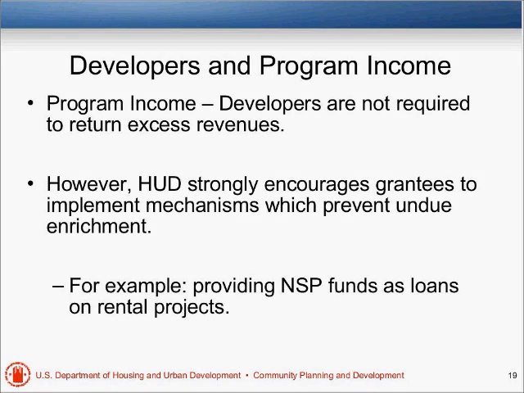Developers are not required to return excess revenues. Now, having said that, you need to make sure that as a grantee you have mechanisms in place which prevent undue enrichment. For example, if you have a rental deal that can support debt, you perhaps could provide your NSP funds as a direct loan as opposed to a straight grant on rental projects. And this undue enrichment part is really when we talked about using the underwriting process to make sure the developer fee is reasonable. The underwriting process is used here as well to make sure that any program income received by the developer doesn't result in undue enrichment for them.